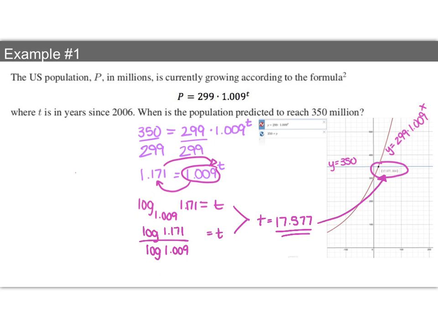Okay, so what that means is when is the population predicted to reach 350 million? It is going to be 17.577 years after 2006, which is during the year 2023.